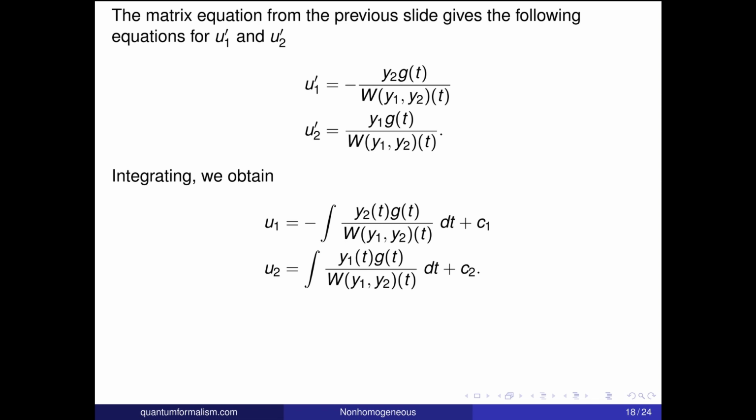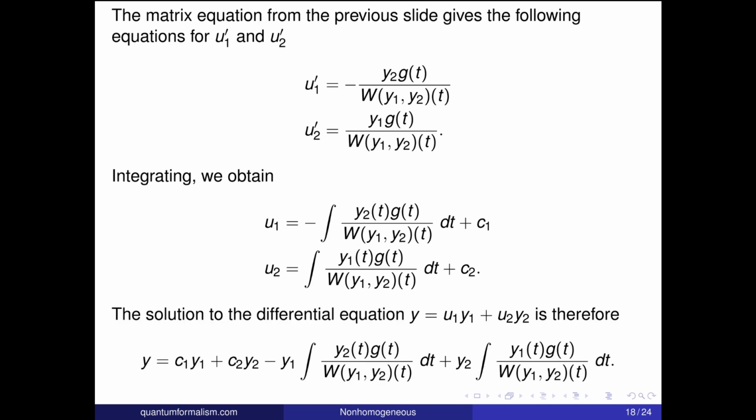All right, so at least in terms of integrals, there are u1 and u2. Just integrate those equations. And now we multiply u1 by y1, multiply u2 by y2, and add them together. So we'll end up with c1y1 plus c2y2 minus y1 times this integral plus y2 times this integral.